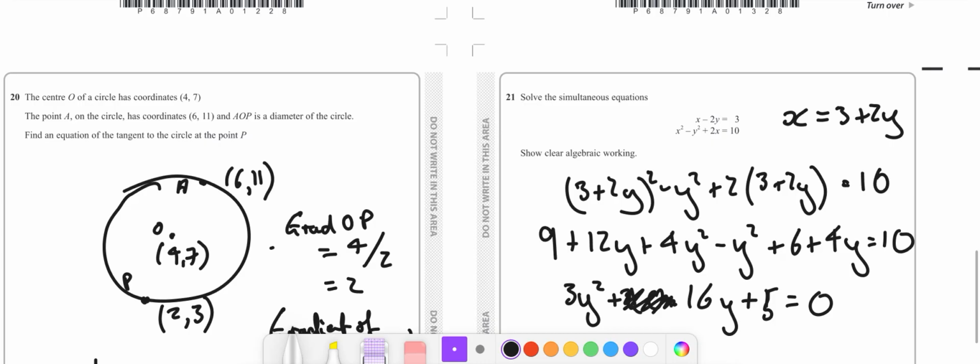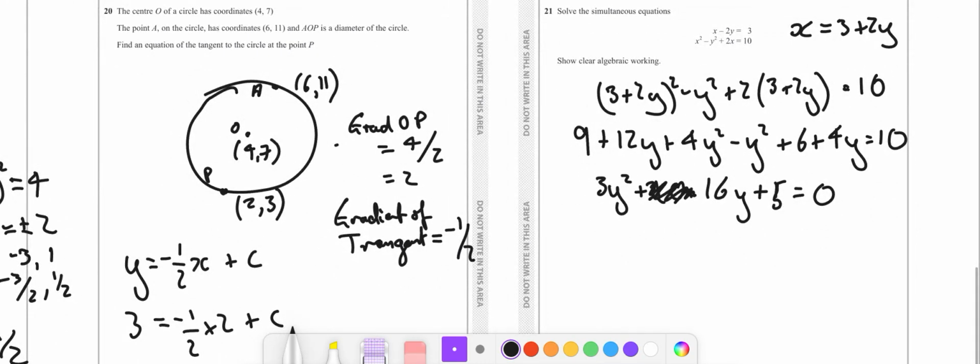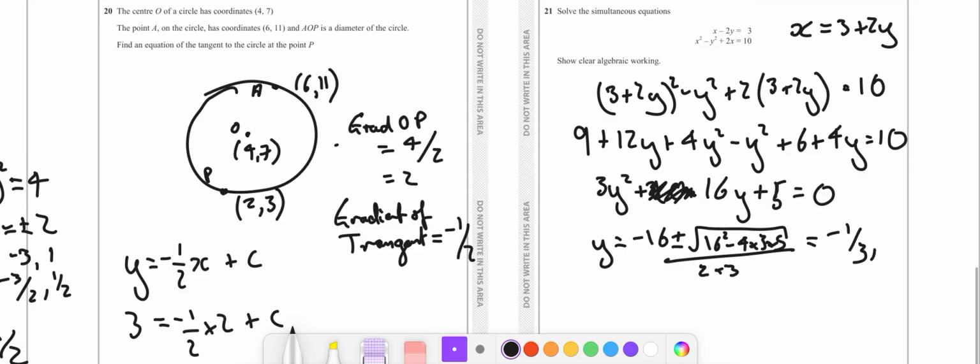Yep, and then we've got to solve that. So we either factorise it or we put it in the formula. So y equals minus b plus or minus the square root of b squared minus 4ac all over 2a, and that gives us a y value of minus a third and minus 5.